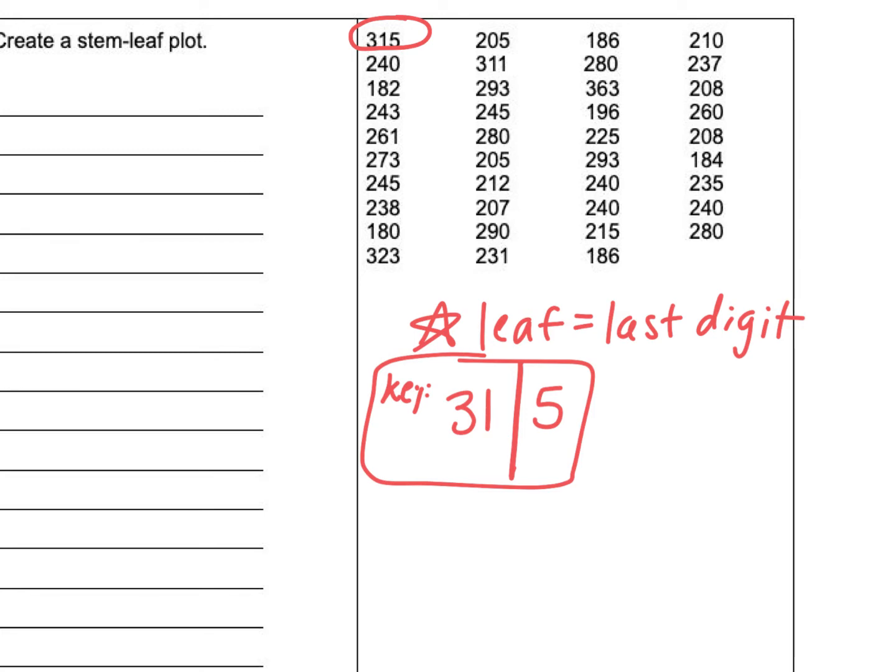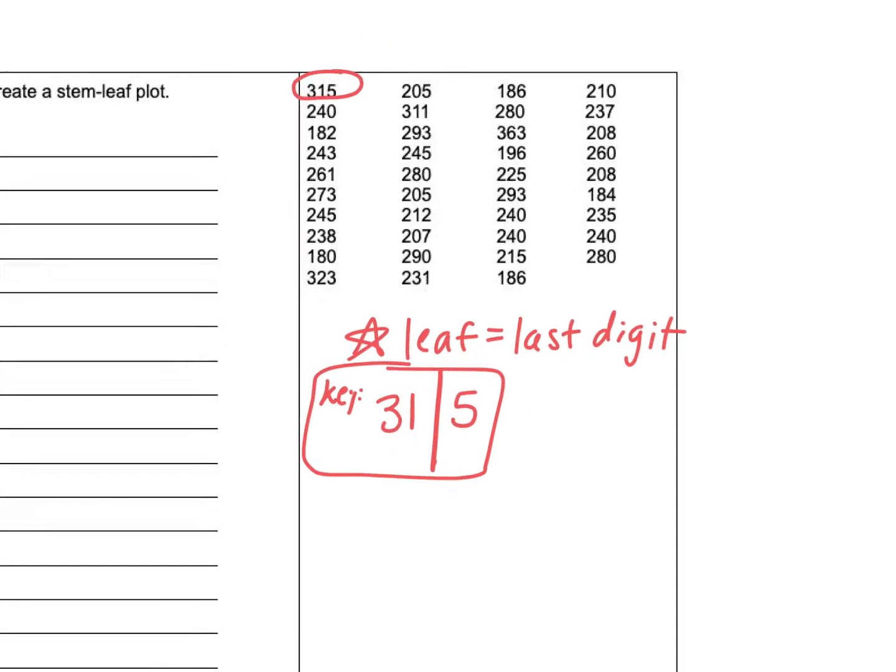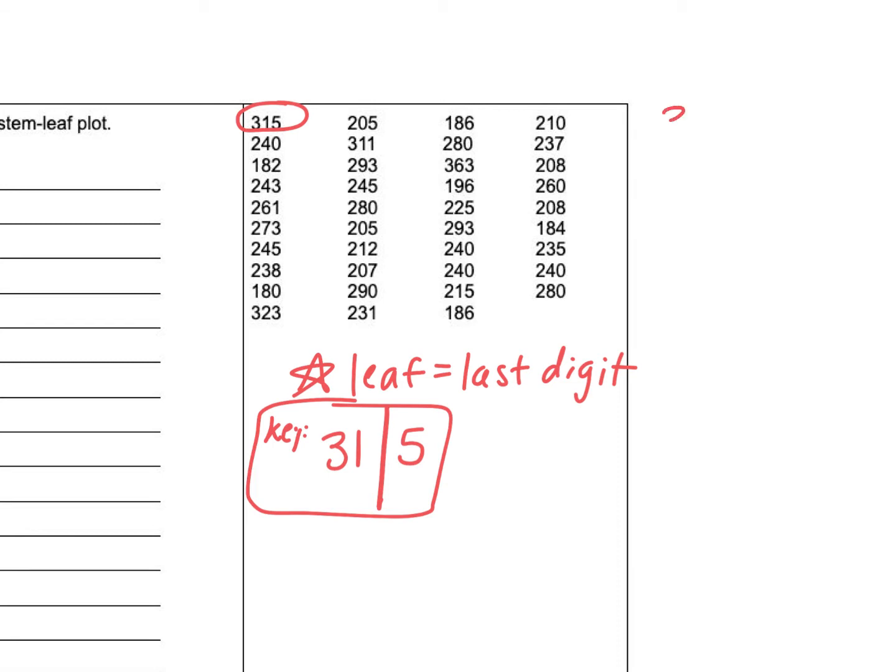One thing too I want to talk about, let's say instead of these whole numbers we were doing decimals, like for instance the first number was 35.5, 24.0 and so on, okay? Technically that decimal is still going to be the leaf, okay? The stem would still be 31 in this case and 24 in that other one, okay? So on your key you would want to write, okay, which actually I did this wrong, so hold up.